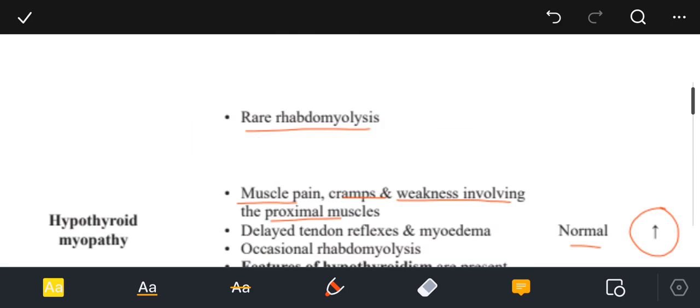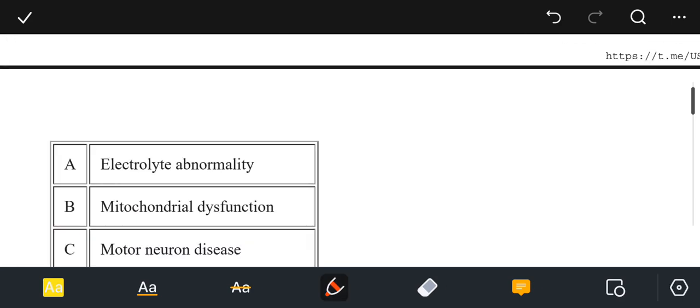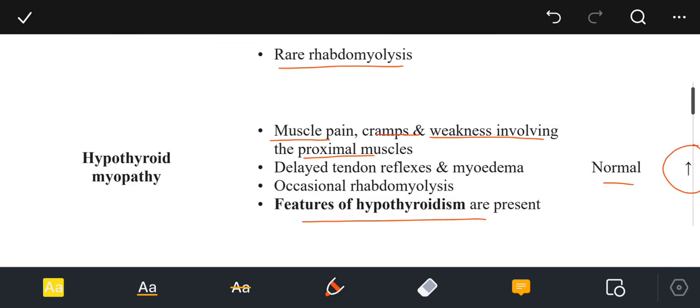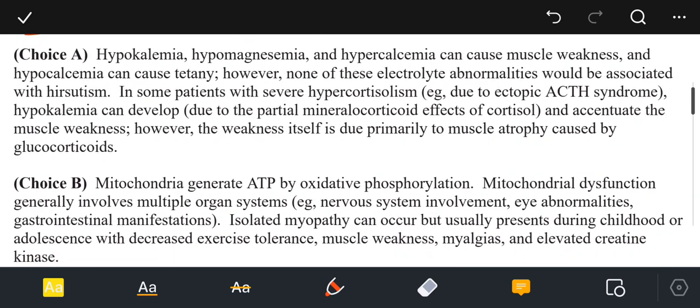Then choice A, that is electrolyte abnormality. This is not the option of choice because hypokalemia, hypomagnesemia and hypercalcemia can cause muscle weakness and hypocalcemia can cause tetany. However, none of these electrolyte abnormalities would be associated with hirsutism. In some patients with severe hypercortisolism, for example due to ectopic ACTH syndrome, hypokalemia can develop due to the partial mineralocorticoid effect of cortisol and accentuate the muscle weakness. However, the weakness itself is due primarily to the muscle atrophy caused by the glucocorticoids.